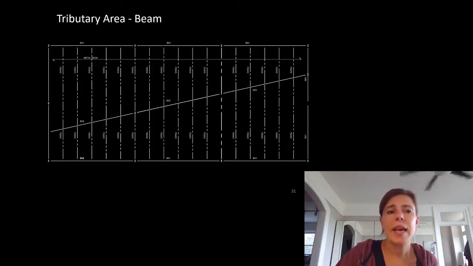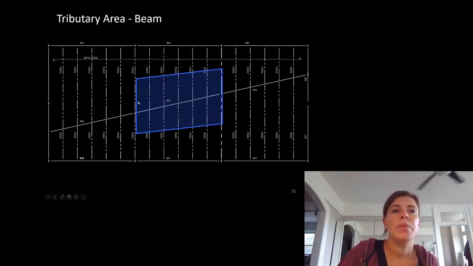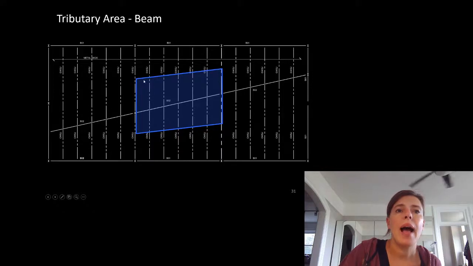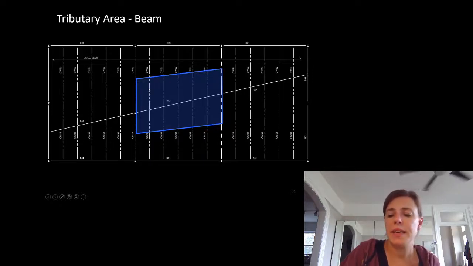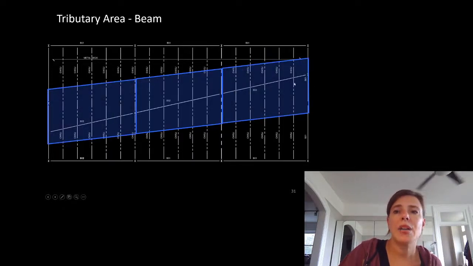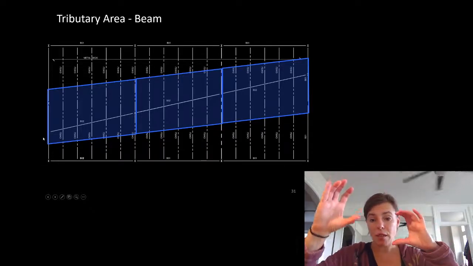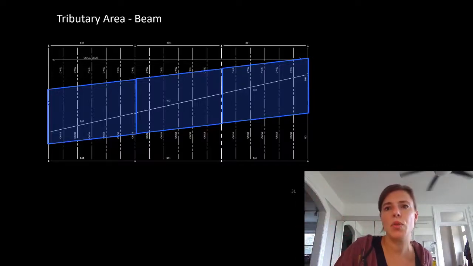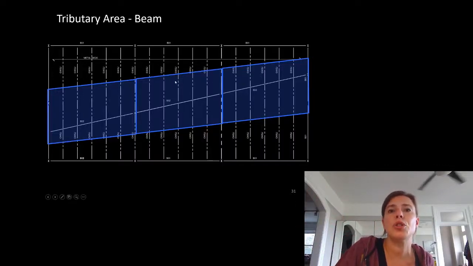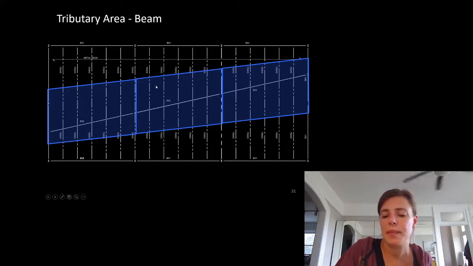So let's take a look at BO2. It is picking up half of the load of all of these joists, and it's picking up half of the load of all of these joists. That means that all of these beams actually end up being the exact same loading condition. You can see that the diagrams are identical. They're shifted on the beams. You could do this 3 times if you wanted, but you're going to find that the tributary width is the same width regardless for these 3 beams.